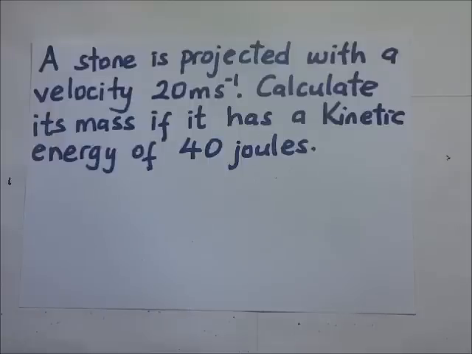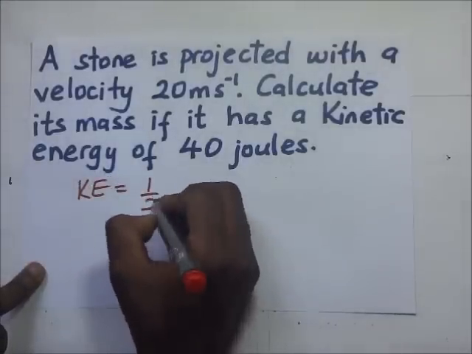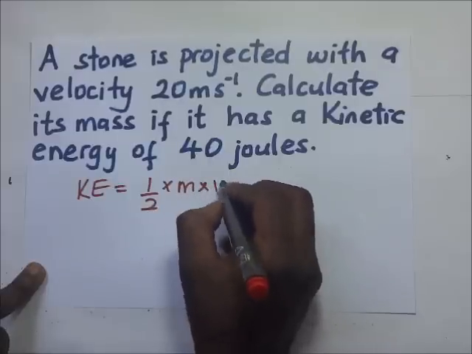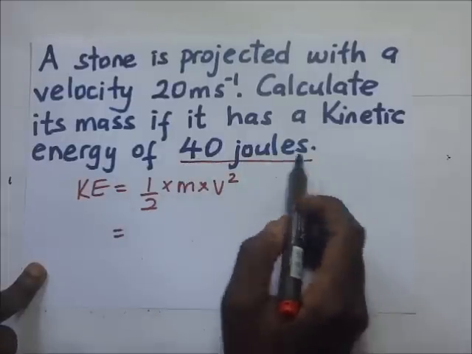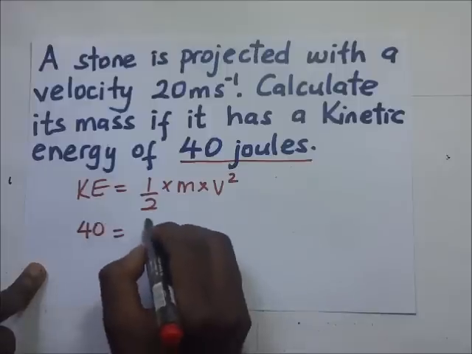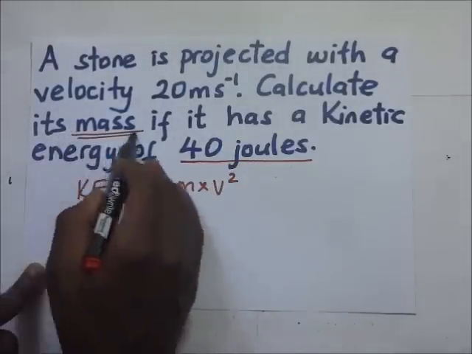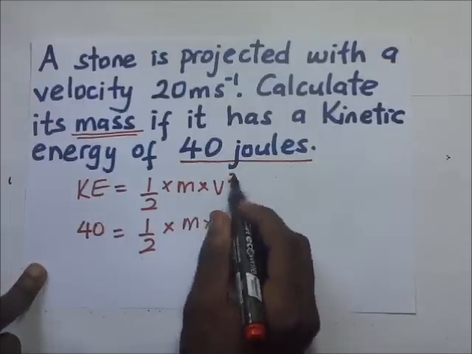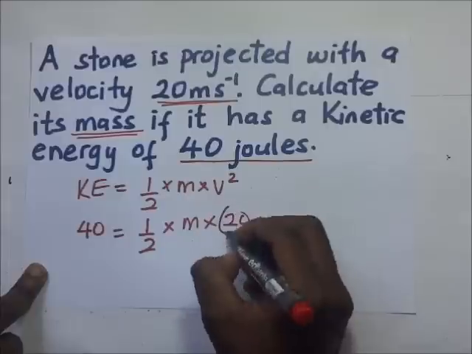A stone is projected with a velocity of 20 meters per second. Calculate its mass if it has a kinetic energy of 40 joules. So we know that kinetic energy is going to be equal to a half times mass times velocity squared. They are telling us that it has 40 joules kinetic energy. So 40 is going to be equal to a half times the mass, which is what we are looking for because it's what is being required, times velocity squared. Now it's being projected with a velocity of 20 meters per second, so it is 20 squared.